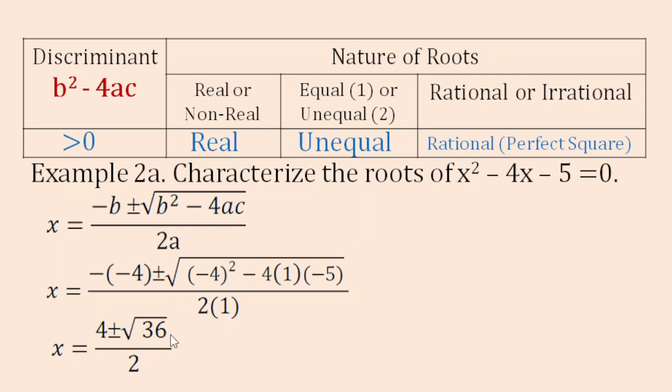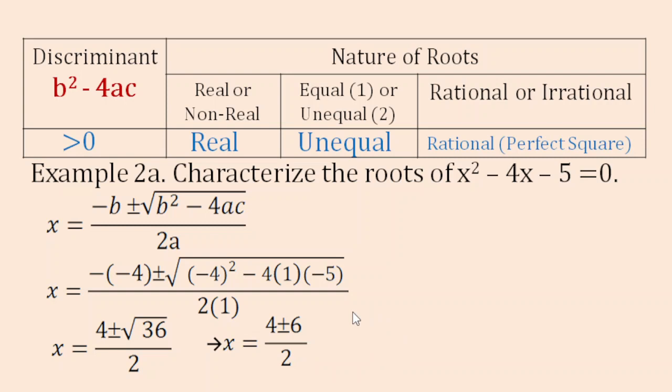Now again, why real? Because the number inside the square root sign is not a negative number. And why do we say unequal or two roots? It's because we can still make use of this plus and minus sign. So if we are going to simplify furthermore, square root of 36 is 6. So we have 4 plus and minus 6 all over 2.